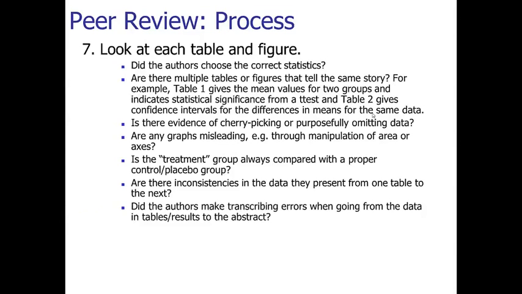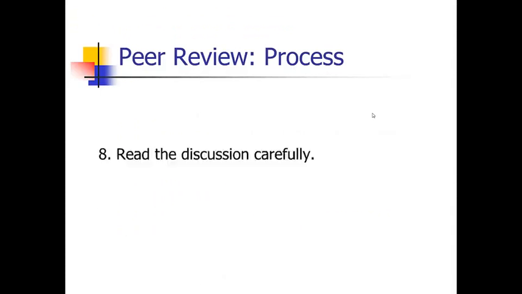A common inconsistency that occurs in papers, I'm not exactly sure why, is that authors often make transcribing errors when going from the data in the tables and the results section to the abstract. That is, the abstract will have incorrect numbers, and I'm not sure if that's a cutting and pasting error or if sometimes maybe authors are working off an old abstract that they presented at a conference and they forget to update some information. But pay attention for that because that's a common error that I see, that the wrong numbers are appearing in the abstract, and obviously you want to make sure that the authors correct that.